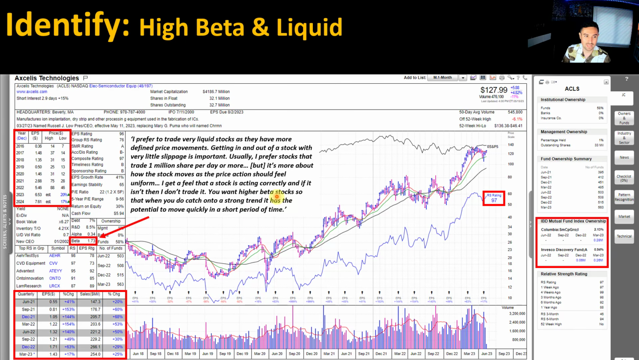You want higher beta stocks so that when you do catch on to a strong trend, it has the potential to move quickly in a short period of time. So if we take a look here, this is ACLS, a semiconductor stock, good sales, good earnings, good estimates, forward guidance up, decent beta as well, RS rating very strong, finding support, has kind of undercut and reclaimed its 10-week, being this red line here.